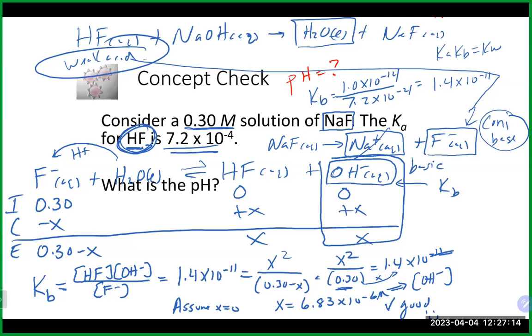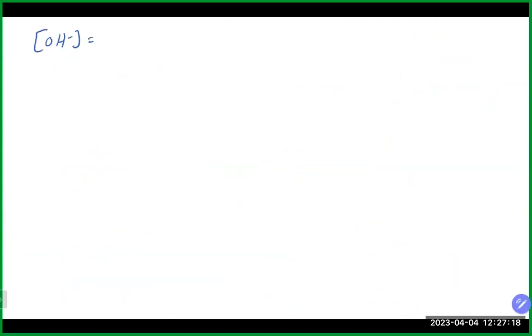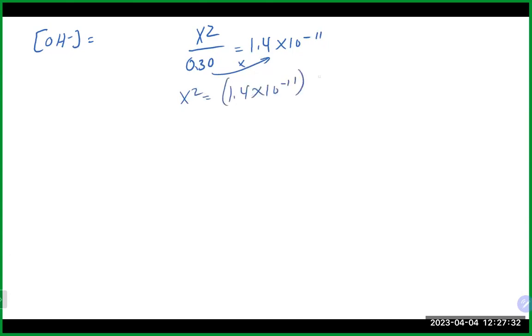Yeah, so here we had x squared over 0.3 equals 1.4 times 10 to the minus 11. You had to multiply that to the other side, which gives you x squared equals 1.4 times 10 to the minus 11 times 0.3. Then you take the square root of both sides. Like the minus x, we assumed that x is equal to 0 because of the small value of K.